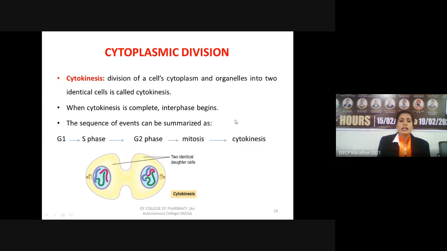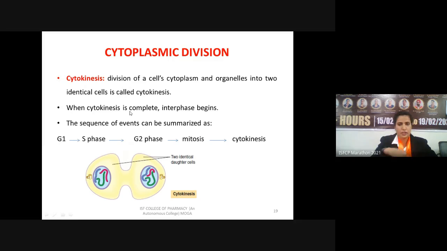At last is the cytoplasmic division, known as cytokinesis. In this phase, the division of the cell's cytoplasm occurs and organelles are also separated into two identical cells. When the cytokinesis is completed, then the interphase begins and the cell cycle is continuously repeated.